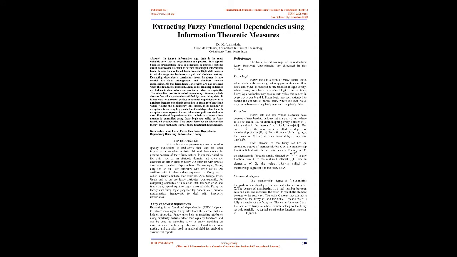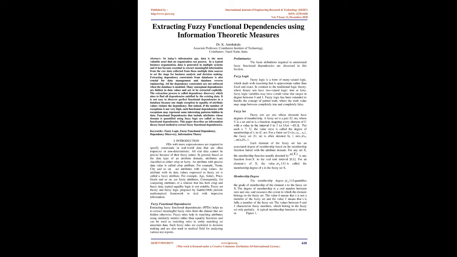Introduction. FDs with more expressiveness are required to specify constraints in real-world data that are often imprecise or non-deterministic. All real data cannot be precise because of their fuzzy nature. In general, based on the data type of an attribute domain, attributes are classified as either crisp or fuzzy. An attribute with precise data value is called a crisp attribute. For example, name, city, and so on are attributes with crisp values. An attribute with its data values expressed as a fuzzy set is called a fuzzy attribute. For example, age, salary, price, grade, and so on are fuzzy attributes.